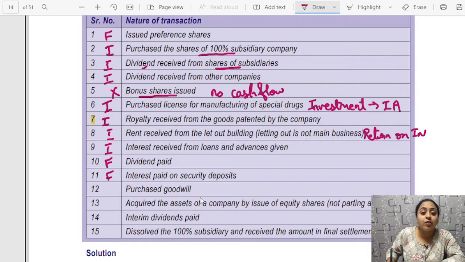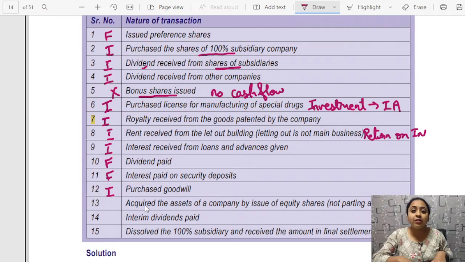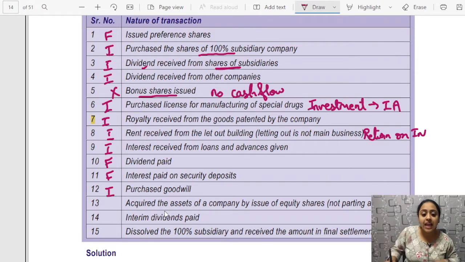Purchase goodwill. Okay, this is also a type of intangible asset. This is investing activity. If there is any cash inflow or outflow as a source of finance, then it will be financing activity. If there is any inflow and outflow of surplus money, then this will be termed as investing activity. Acquired the assets of a company by issue of equity shares, not paying any cash. There is no cash, so this will not be included in any cash flow statement.